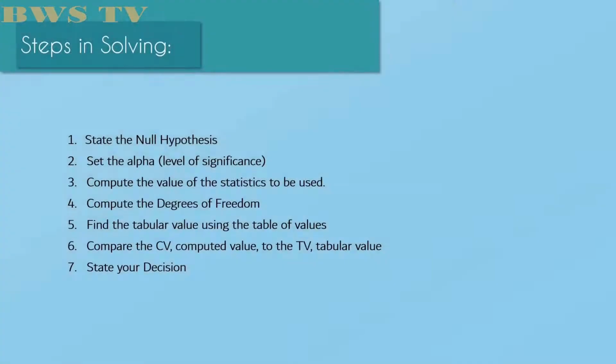Steps in solving. State the null hypothesis. Set the alpha or the level of significance. Compute the value of the statistics to be used. Compute the degrees of freedom. Find the tabular value using the table of values. Compare the CV, or the computed value, to the TV, or the tabular value. State your decision.